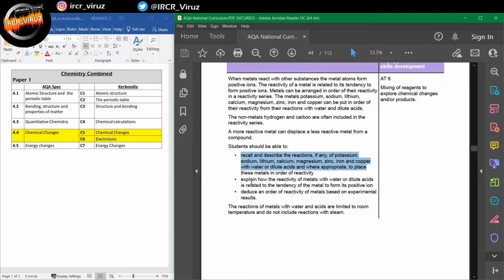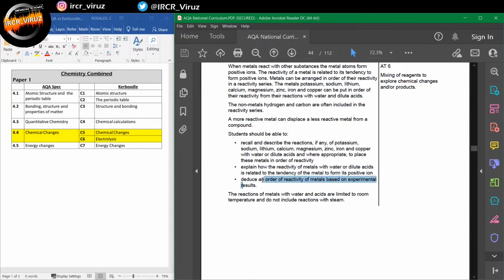Explain how the reactivity of metals with water and acid is related to the tendency of the metal to form positive ions. That's the one thing I told you guys about: all metals turn into positive cations, with the only exception of hydrogen, which is a non-metal that turns into a positive ion. And deduce the order of reactivity based on experimental results. This is what I'm telling you.